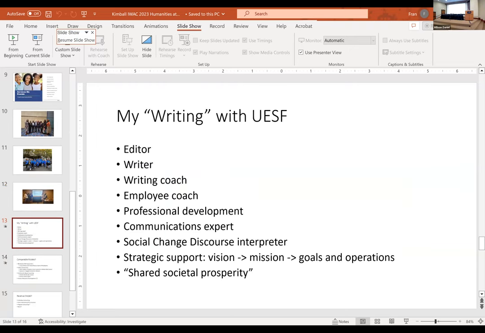Here are the kinds of things that I've done with USEP over time. And I'm talking about everything other than my community-based learning class. I've been an editor, simply editing grant proposals and all sorts of other documents. I've often been the writer, writing the copy. They have a grant writer, but she really wasn't trained as a grant writer.